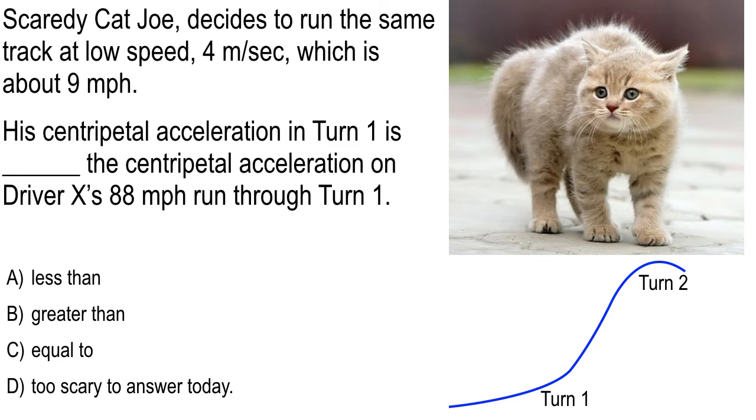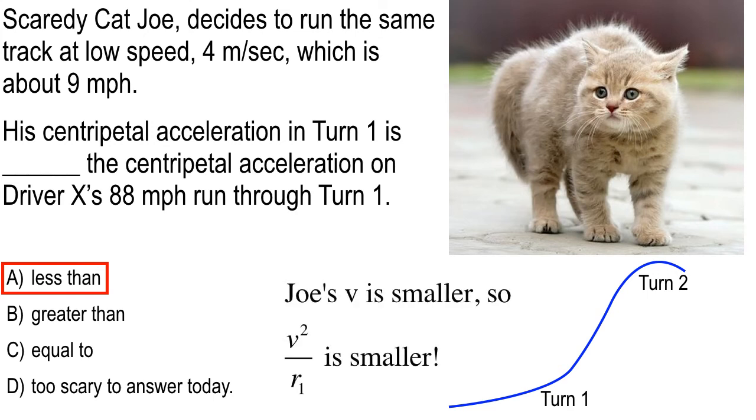All right. 15 seconds to vote. 10, 9, 8, 7, 6, 5, 4, 3, 2, 1, 0. All right. Most of you got this one right. It's less than. And for those of you that didn't, here's why. The V is smaller, the numerator is smaller. R is the same. So they're both going through turn 1, right? So same radius in the denominator, but now the V is smaller for the kitty cat, so his acceleration is less for Scaredy Cat Joe.